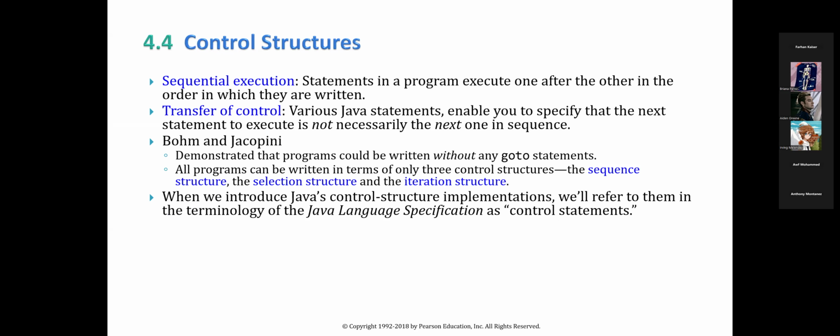And the control structure is a certain kind of special sequence execution. That means the statements in a program execute one after the other in the order in which they are written. Of course, there is transfer of control, where various Java statements enable you to specify that the next statement to execute is not necessarily the next one in sequence. You can jump. It was demonstrated that programs could be written without any goto statement. And this is the control structure.